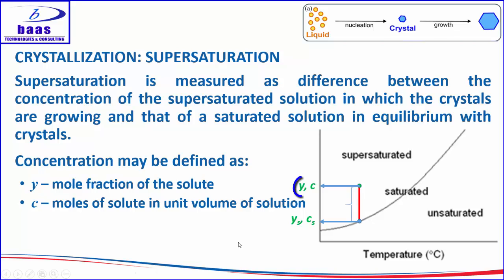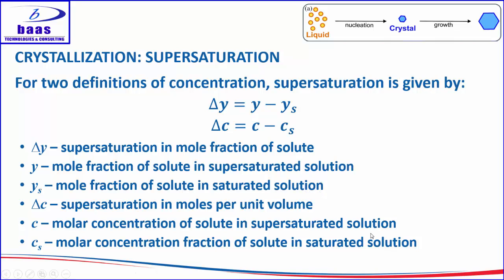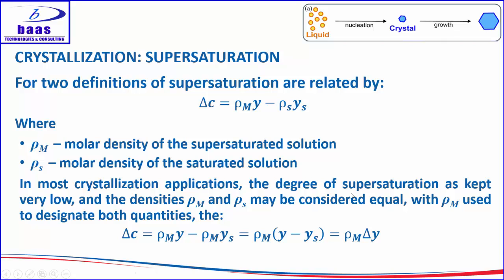The concentration may be defined in mole fraction of solute, here denoted by y, or in moles of solute per unit volume of solution, denoted by C. The two supersaturation definitions are indicated here by the two equations, where delta y is the supersaturation in mole fraction of solute and delta C is the supersaturation in moles per unit volume of solution. Those two definitions of supersaturation can be related by the molar density of the supersaturated solution and the molar density of the saturated solution.